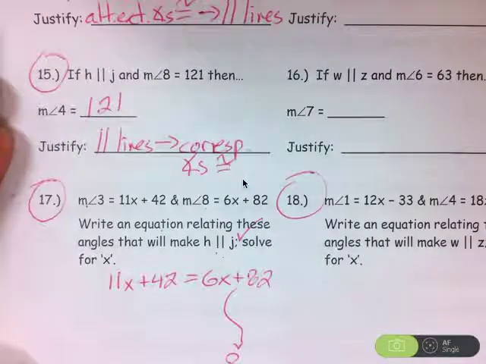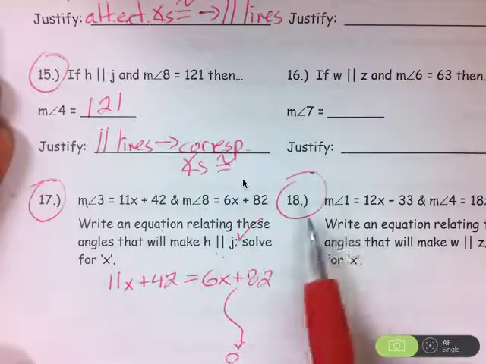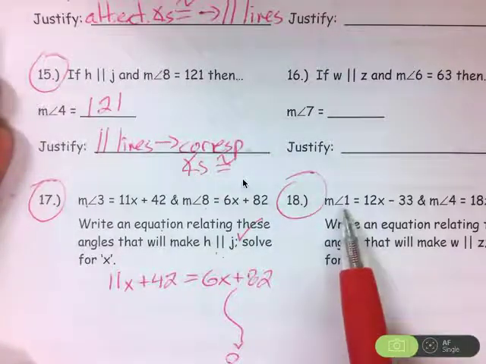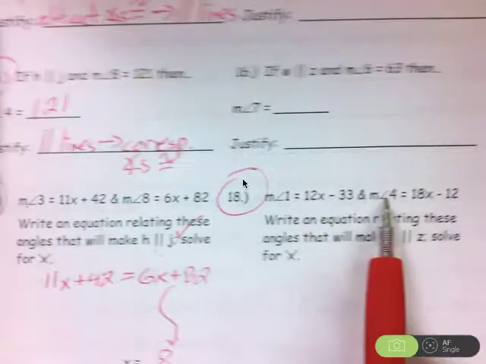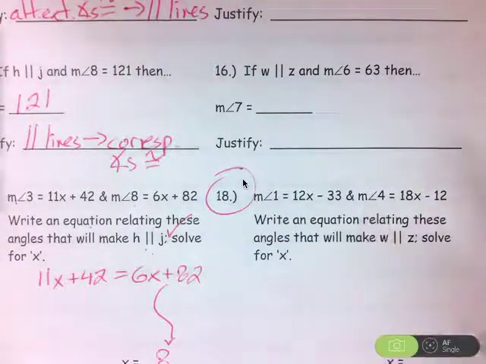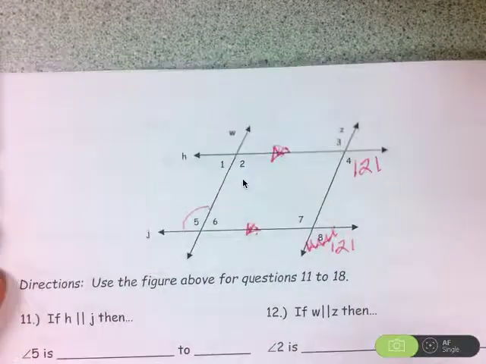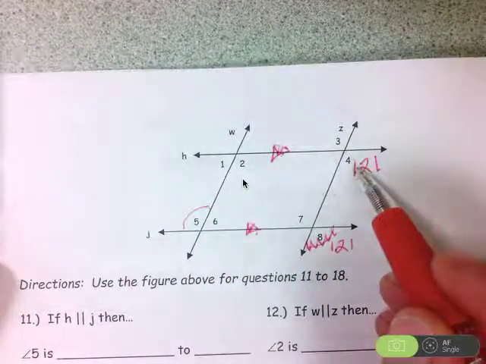So the algebra is review for all practical purposes. So question 18 is similar. We have to look at angle 1 and angle 4 and decide how we can relate angle 1 and angle 4 in order to force W and Z to be parallel. So notice angle 1 and angle 4.